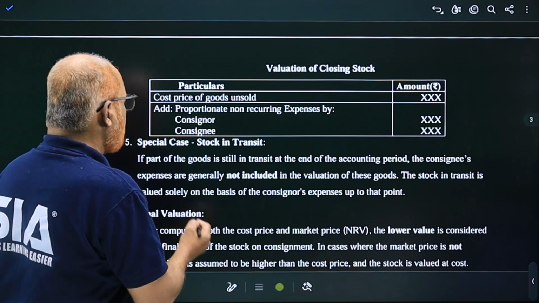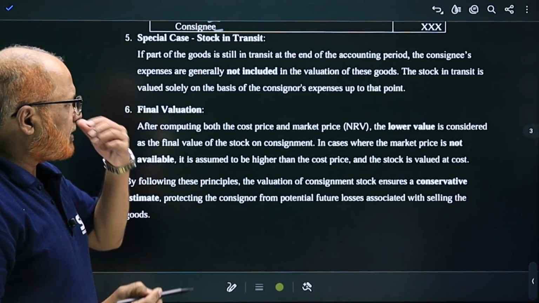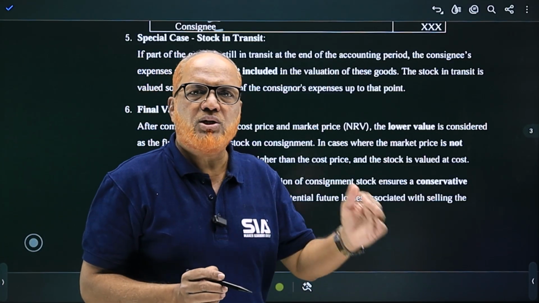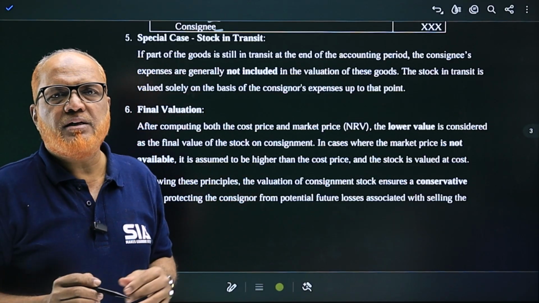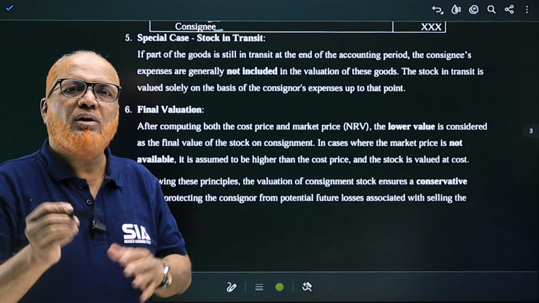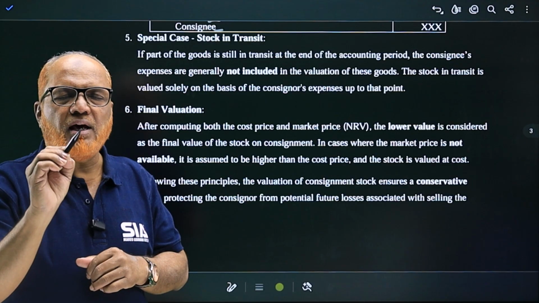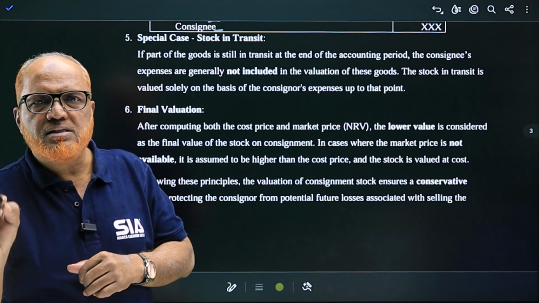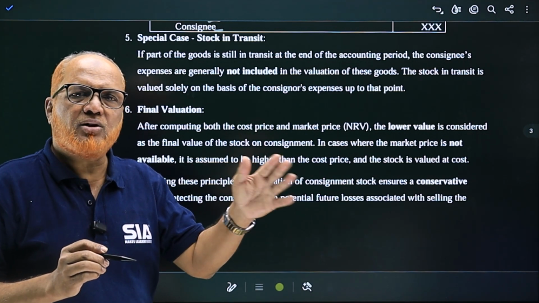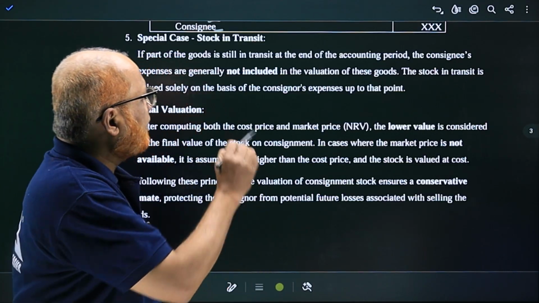Special case, stock in transit. If part of the goods is still in transit at the end of the accounting period, the goods have not reached the location of the consignee, still on the way, in transit. In that case also we have to find out the value of goods in transit. In that case, only direct expense incurred by the consignor should be included. The consignee's direct or indirect expenses should not be included if the goods are on the way, in transit.